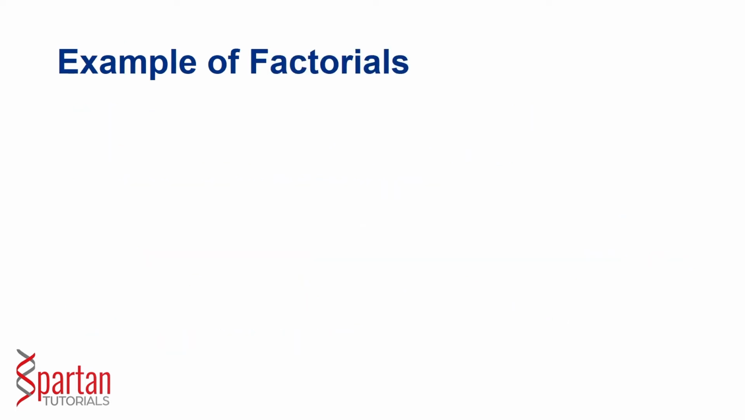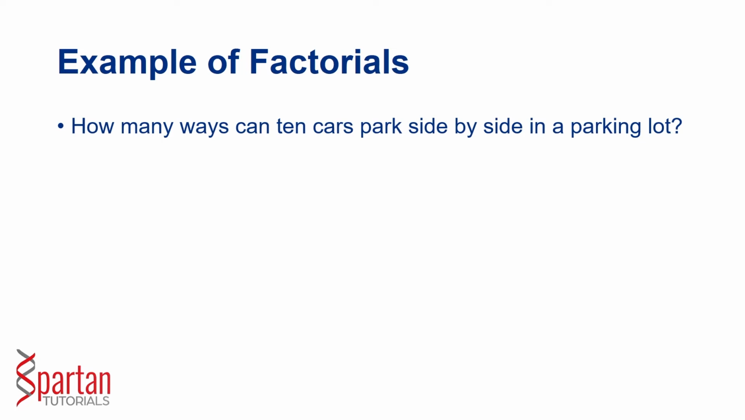Okay, let's see another example of factorials. How many ways can 10 cars park side by side in a parking lot? The answer is 10 factorial. So that would be 10 multiplied by 9 multiplied by 8 multiplied by 7 all the way to 1.